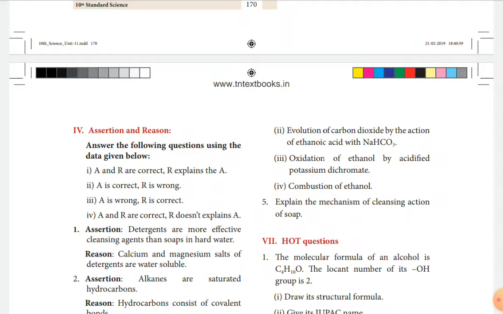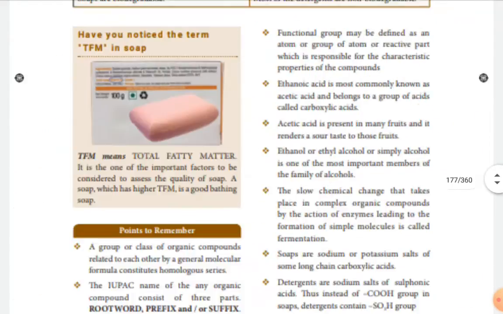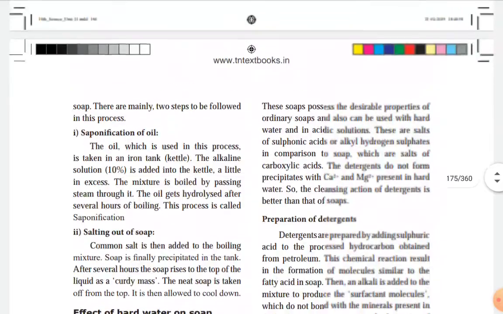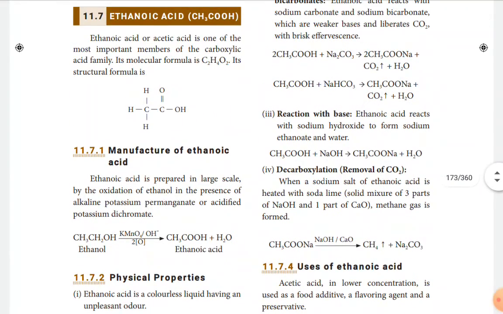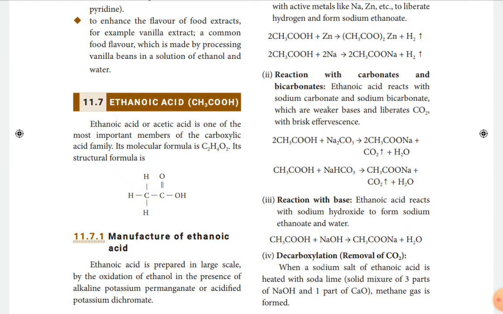So you have to write ethanoic acid, sodium bicarbonate, sodium ethanoate, carbon dioxide, water. This you have to write in words, then convert it into the molecular formula and balance it. Now we move to the answer, that is on page number 165. Here, see, it is given in the second column, the second reaction: reaction with carbonate and bicarbonate. Sodium carbonate is also given, sodium bicarbonate is also given, but we are asked to write the second one.